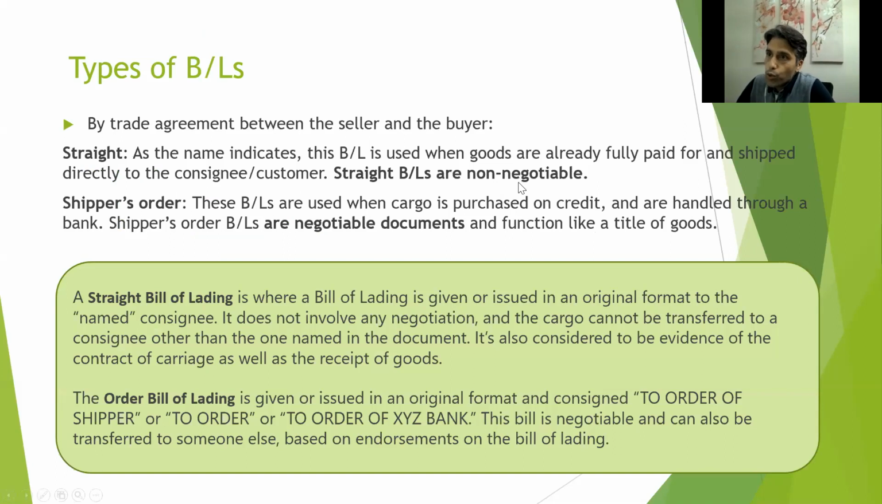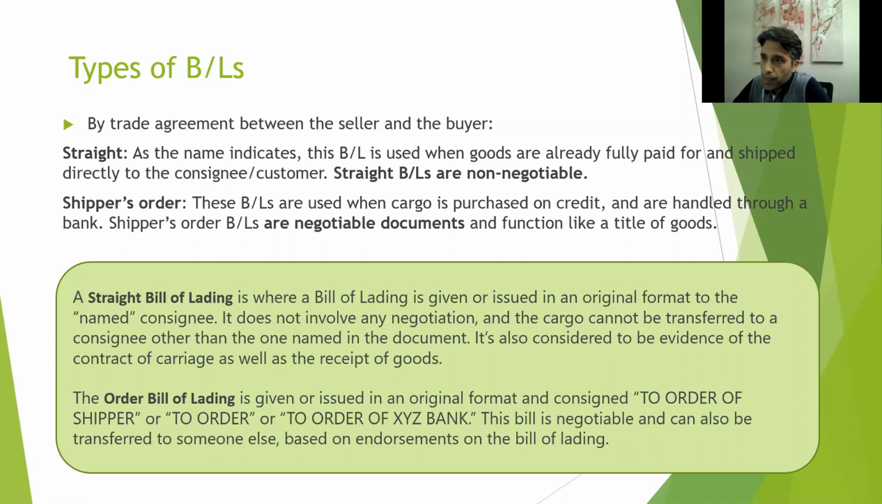It is non-negotiable, as the name indicates. This BL is used when the cargo is already fully paid for and shipped directly to the consignee and customer. And also for the shipper's order, this is our negotiable document. It is the bill of lading used when a cargo is purchased on credit, for example using a letter of credit and handled through a bank. Also, shipper's order bills are negotiable, and function like a title of goods.